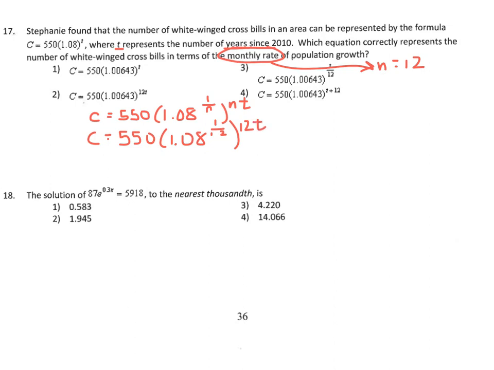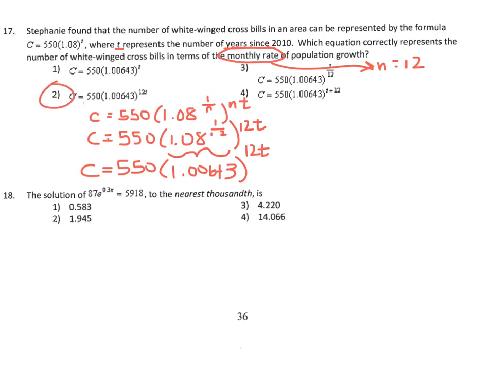Okay, now from here you can just take what's in the parentheses and plug that into your calculator, and when you do, you see you get about 1.00643, and then I'm just going to bring down my exponent of 12t. So that would be choice 2.